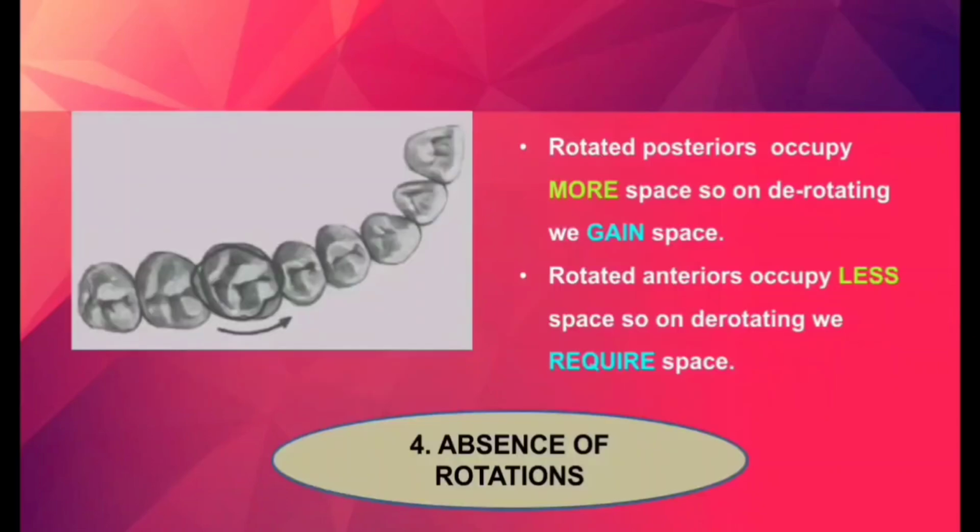Now coming to the fourth key, that is absence of rotations. Teeth should be free of undesirable rotations. Rotated posteriors occupy more space, so on derotating we gain space. Rotated anteriors occupy less space, so on derotating we require space.